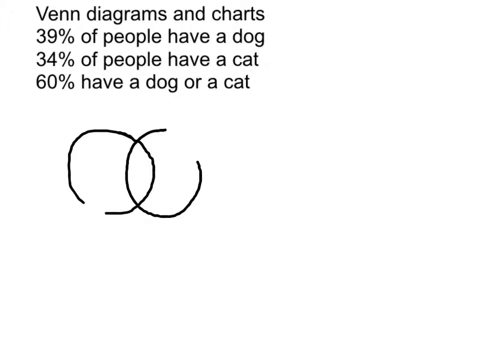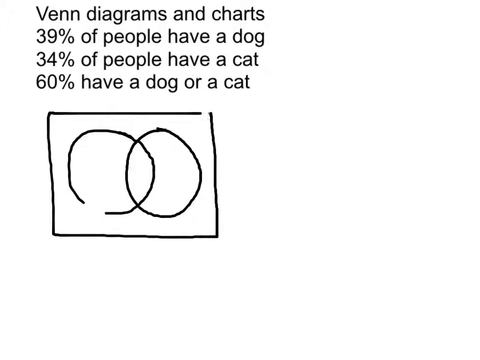Since some people have both a dog and a cat, we know these are overlapping circles. And we can see that 39% have a dog, so I write 39 here. And 34 have a cat. And 60% have a dog or a cat. That means out here 40% of people don't have either.